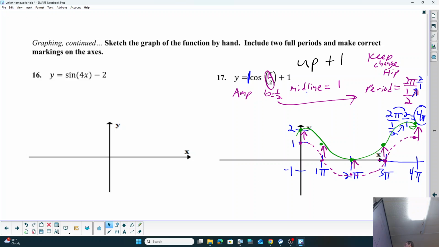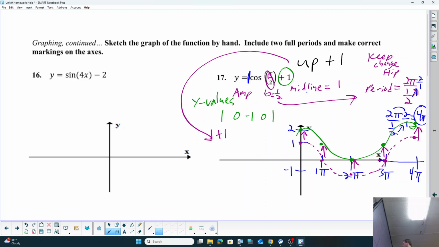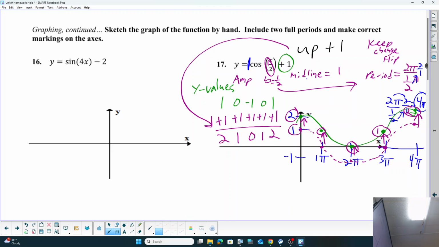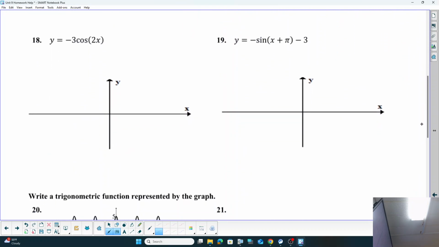We shift up 1. Another way you could have done it is 1, so that's cosine. And you could have done 1, 0, negative 1, 0, 1 to get the y values. And you take the midline and add that. So plus 1, plus 1, plus 1, plus 1, plus 1. So that's going to be 2. 0 plus 1 is 1, 0, 1, 2. And that's it. We got 2, 1, 0, 1, and then up here 2. We did it! So you try 16, 17, try 18.